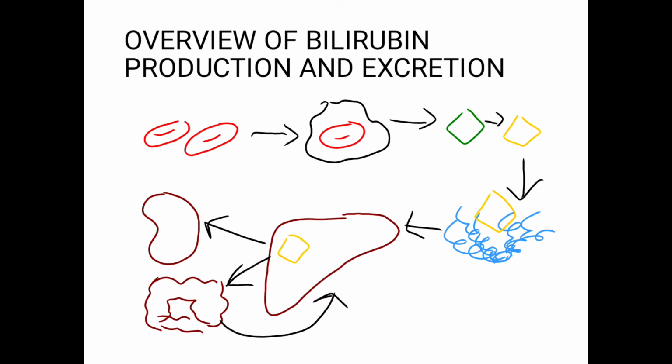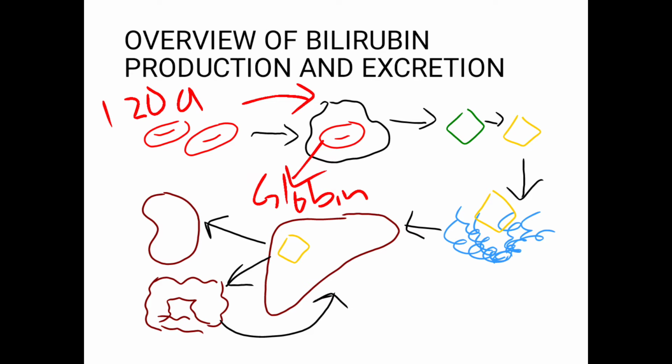Let's discuss the mechanism of bilirubin production and excretion. As we all know, RBCs normally have a lifespan of about 120 days, and after that they are taken up by the reticuloendothelial cells of the spleen, the liver, and the bone marrow, and then they release the globin chains. The globin chains are further degraded into amino acids, which are used to reconstruct hemoglobin. They release iron, and the porphyrin ring is degraded into biliverdin, the greenish pigment. The biliverdin, by the enzyme biliverdin reductase, is converted into bilirubin, which is the yellow pigment.